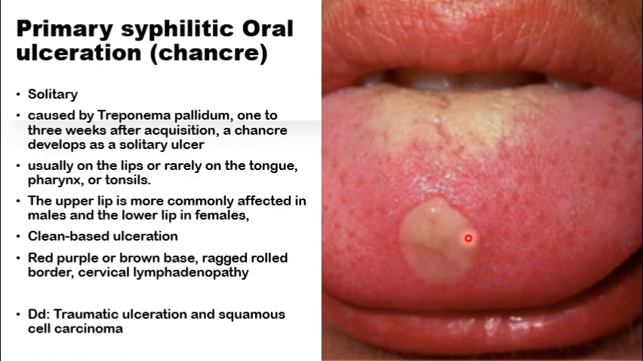The base of the ulcer is clean and it is red, purple, or brown. The edges are ragged and rolled, and there are usually cervical lymph nodes. Again, the differential diagnoses include things like traumatic ulcers and squamous cell carcinoma ulcers.